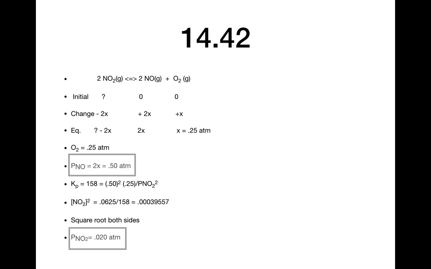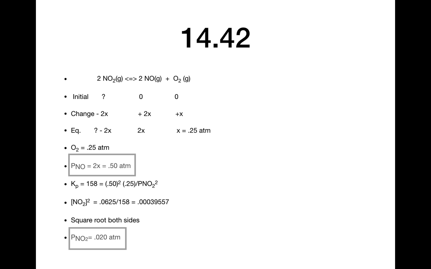Now they tell us that the pressure of oxygen at equilibrium is 0.25 atmospheres, so we know the O2 is 0.25 atmospheres, which means since that one's x and NO is 2x, the pressure of NO must be 2x, or 0.5 atmospheres. Now plugging those two numbers into Kp, 158, we can actually solve for the equilibrium pressure of NO2 because it's on the bottom, squared.